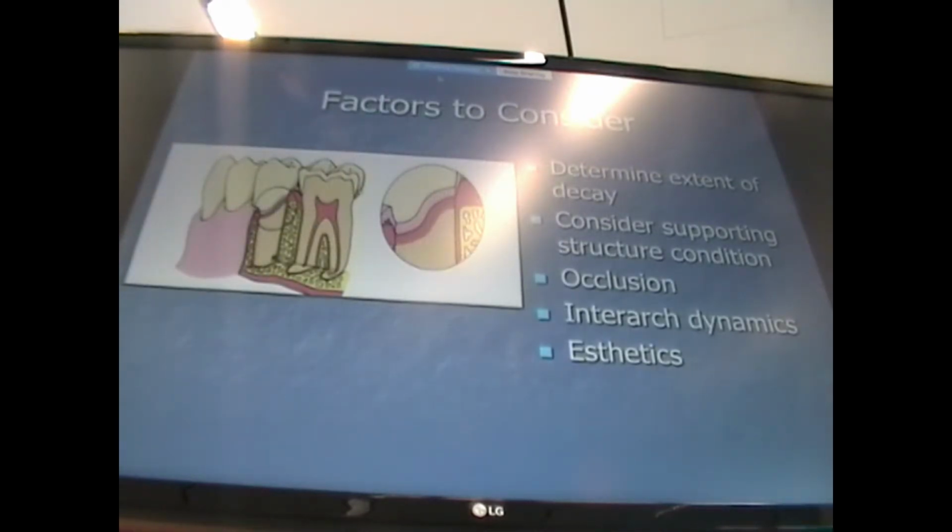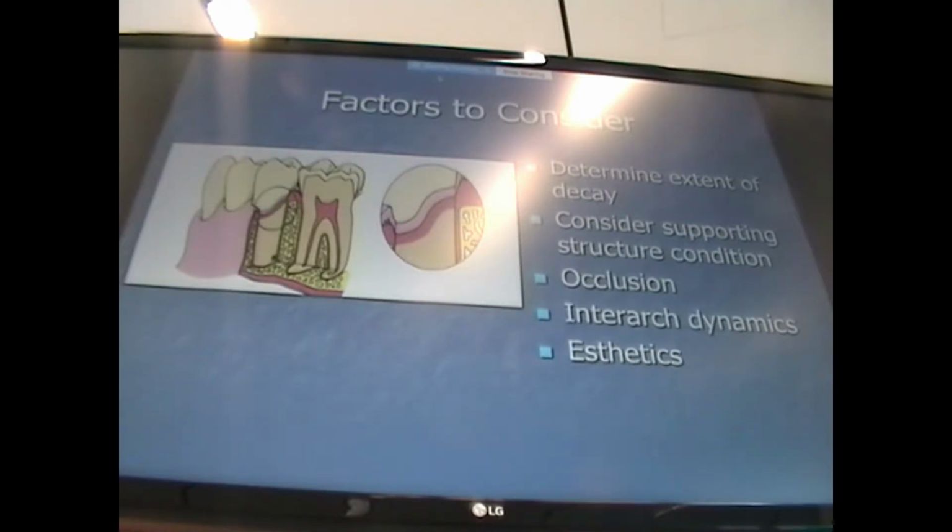So, let's think about some factors. What is the extent of the decay? How much decay? Where's it going? What about the supporting tooth structure? What about the occlusion? What about the inter-arch relationship? And then the aesthetics. When you consider all these, what is the most important? Well, they're all equally important, but one stands out, and that's the occlusion. Because if your occlusion is detrimental to the functionality, your restoration is going to fail.